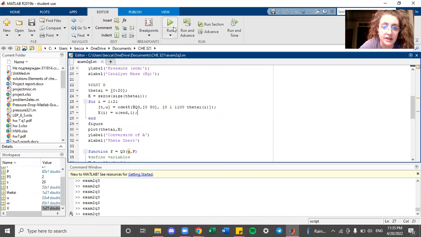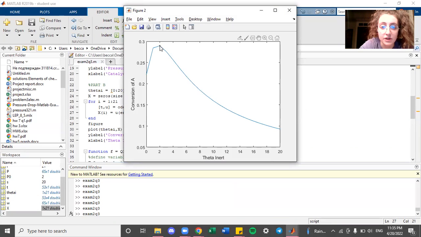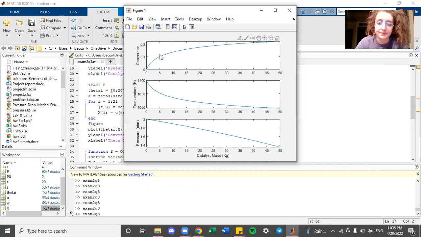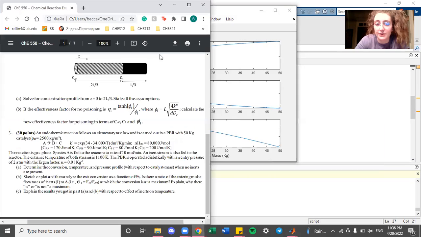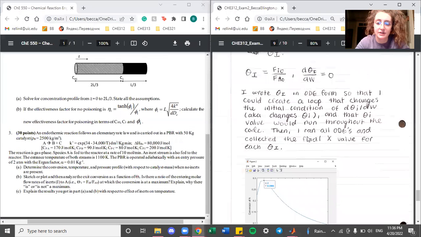We were able to see that it changes and that there is a maximum reached. That was due to the fact that if you're looking at the energy balance, as you increase theta I, then X is going to increase. And that happens until a point where theta I is increasing so much that it actually affects the rate of the reaction because there's not enough A in the initial concentration. And that's essentially my code, my whole project. Thank you.